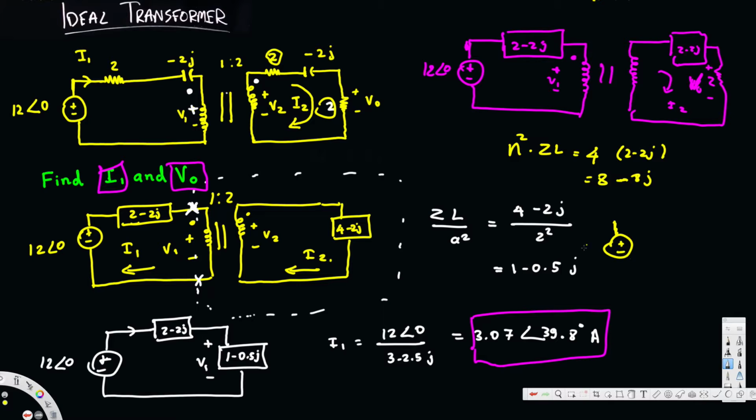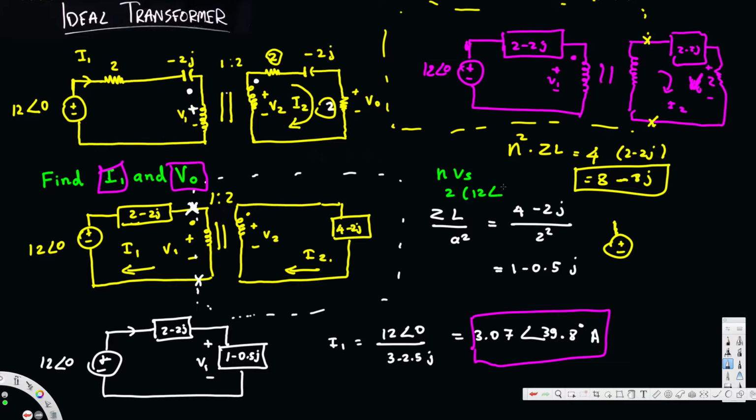Here we have plus minus, and first of all we have to know that to find out the VO, I keep the VO as it is and cut the circuit completely and replace everything. Here the impedance is going to be 8 minus 8J, and we also have to change the voltage source. To calculate the new voltage source, we multiply N times the voltage source. N is 2, the voltage source is 12 angle 0, so we are going to have 24 angle 0. And that's going to be the new equivalent model circuit.